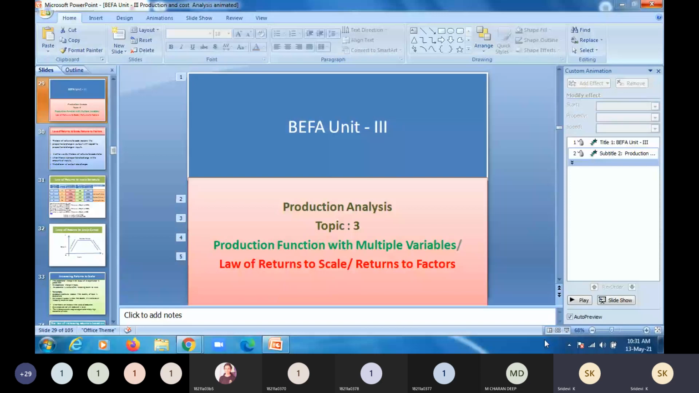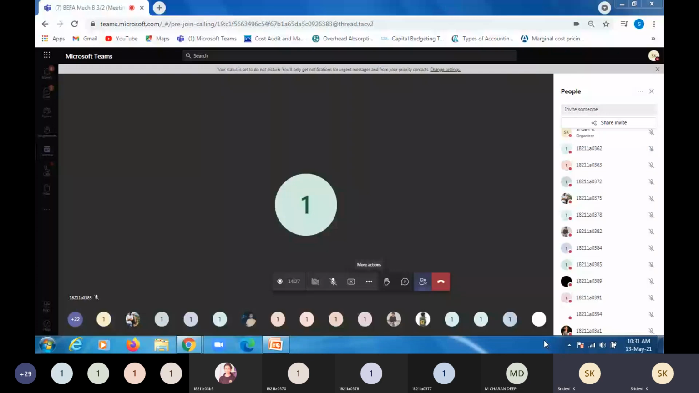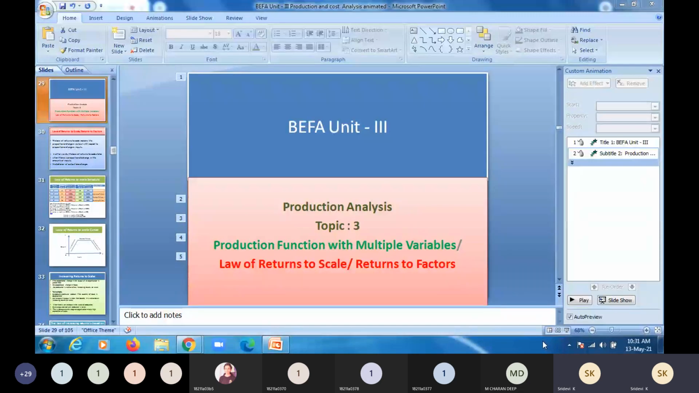So in this multiple variable case, when you are going to bring change in all the inputs, then how the output is changing, that relationship we will see. So there we are going to come across three laws. One, it is increasing returns to scale. Second one, it is constant returns to scale. And the third one, it is decreasing returns to scale.